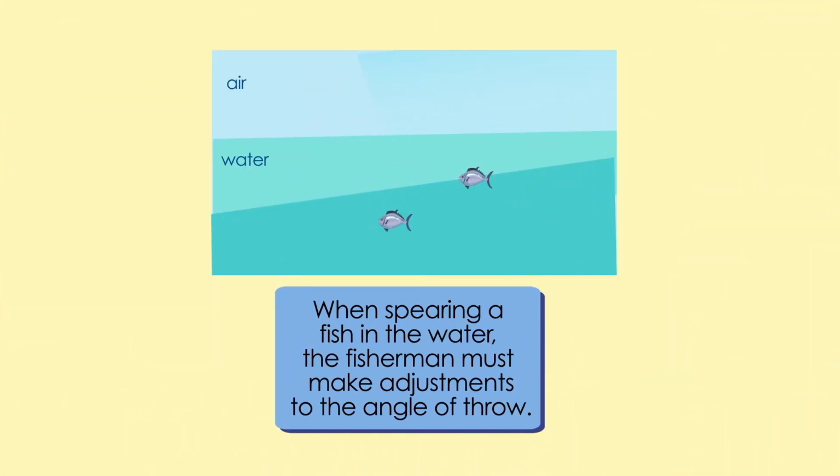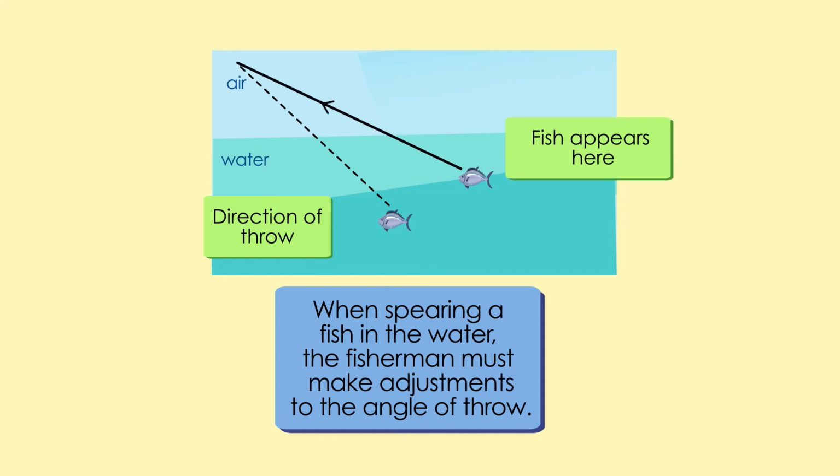We now know that a light ray traveling from air to water will be refracted, and so too will light from water to air. This means that if a fisherman is trying to spear a fish in the water, he must make adjustments to the angle of throw. This is because the fish appears to be at a shallow depth, but it is actually a lot deeper.